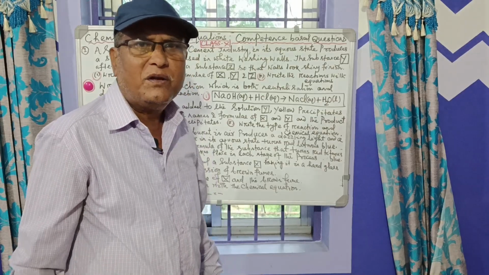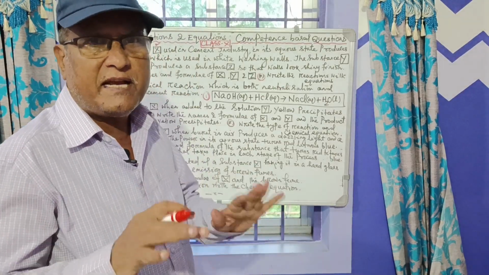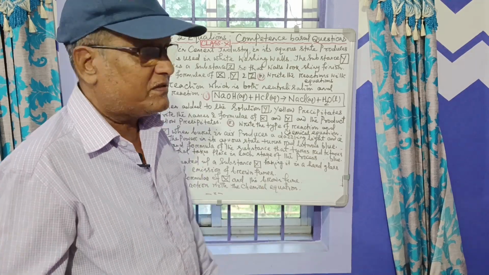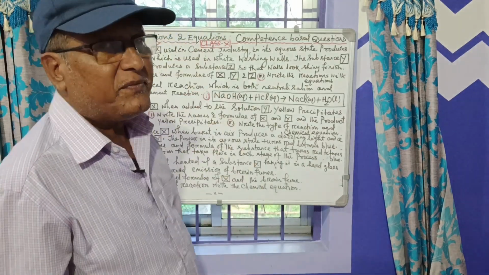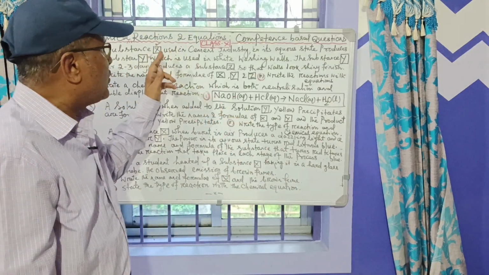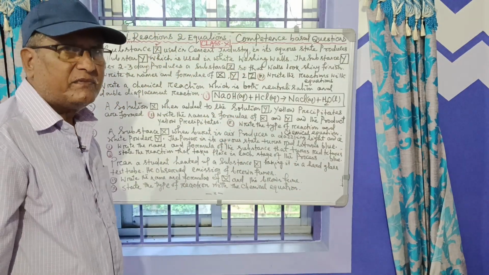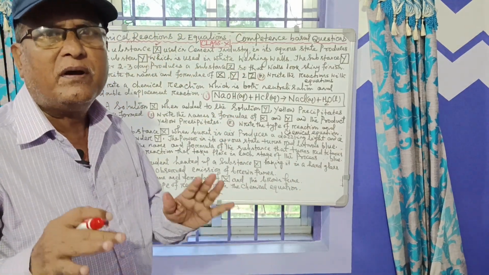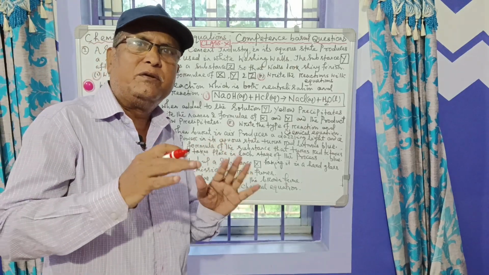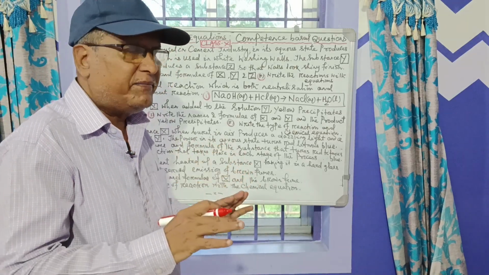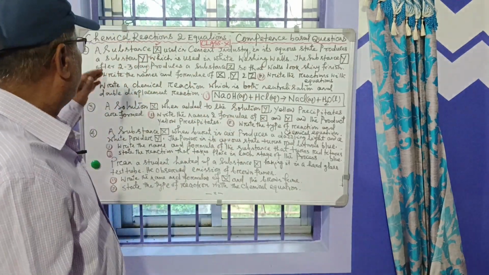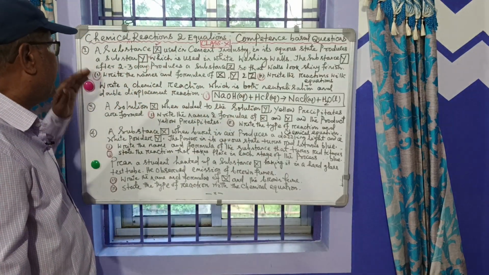Let's recall, we have finished your chapter 1 science, that is chemical reactions and equations. Today, we are going to present 5 competence based questions for your self assessment, to know the extent to which you have understood the concept that you have learned from the topic. The first question is meant for you.